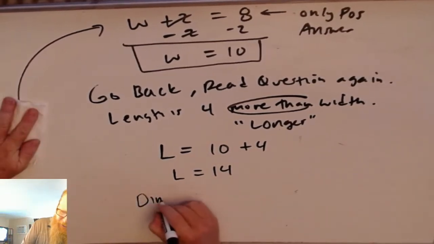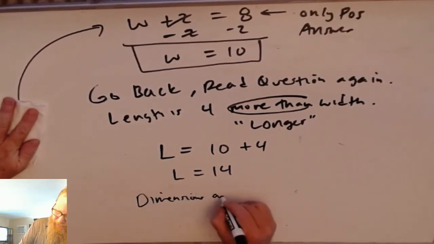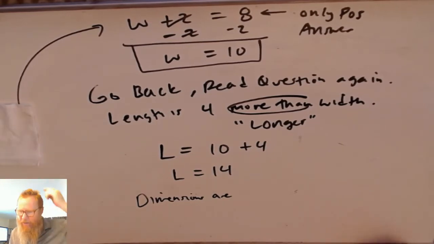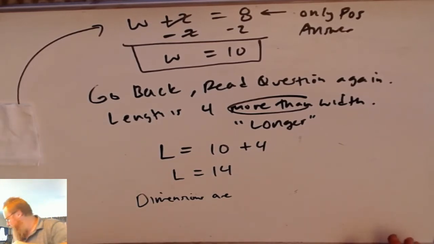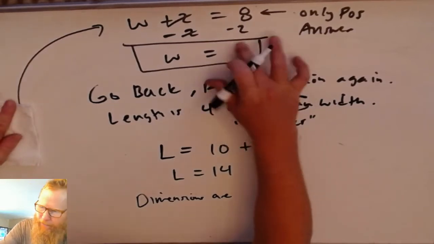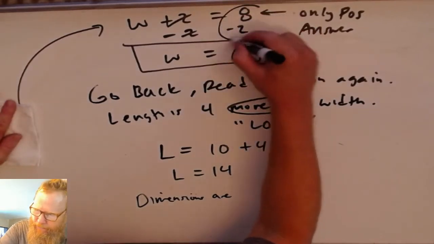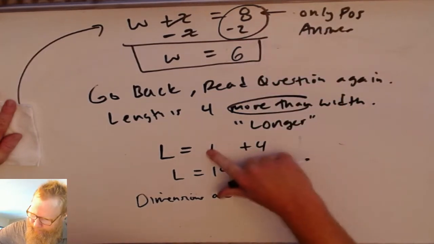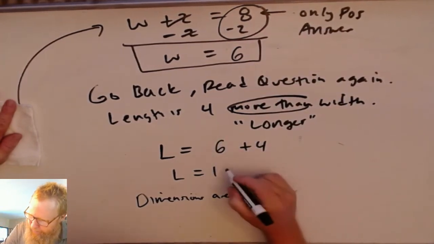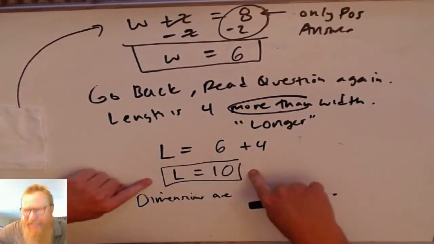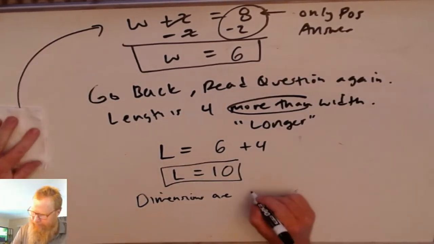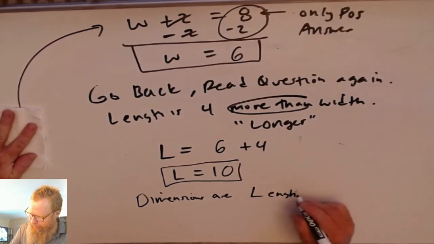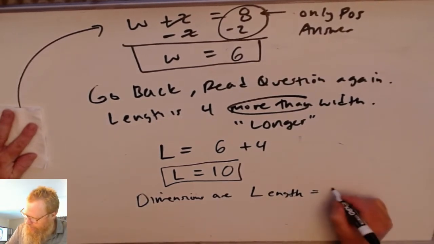So the dimensions are... Somebody almost got extra credit. 8 minus 2 is 6. I knew one of the numbers was 10. It's just the length is 10, the width is 6. That was close.